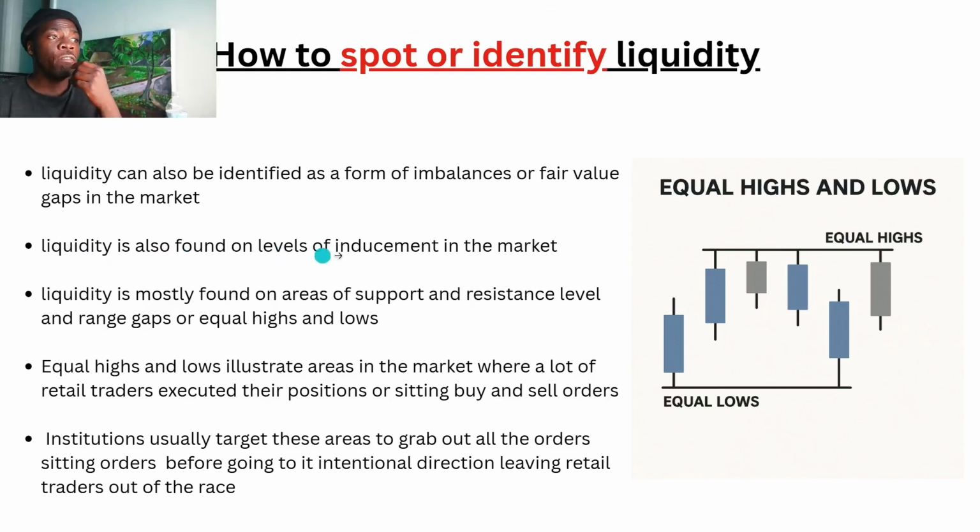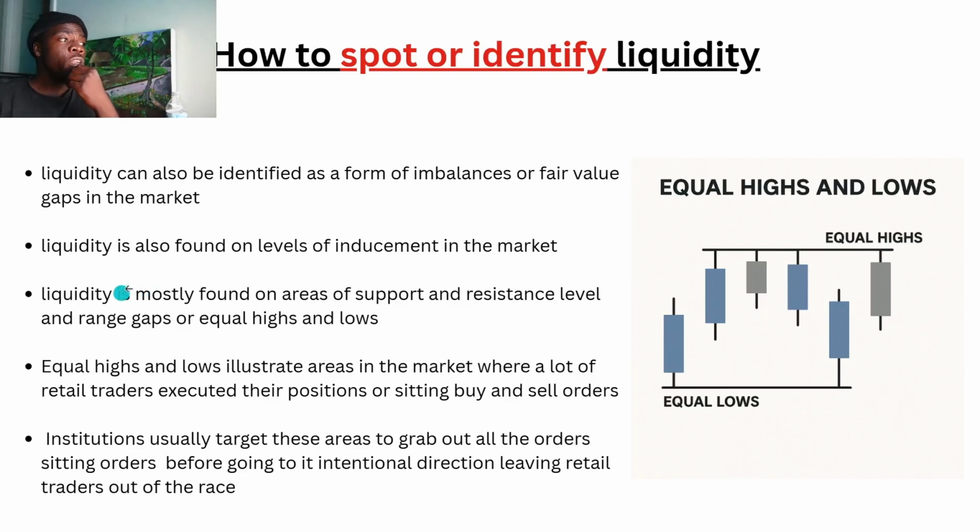Liquidity is also found on levels of inducements in the market, and inducement is one of the things that I'm going to break down today, because most of the time price will leave an inducement, which is just a level which didn't mitigate a demand or supply zone. So price usually leaves those types of areas, and then price ends up coming back and liquidating those areas, and then tapping into the area which they wanted to tap, which is the demand and supply zone, and that pushes price back to where they wanted to go.